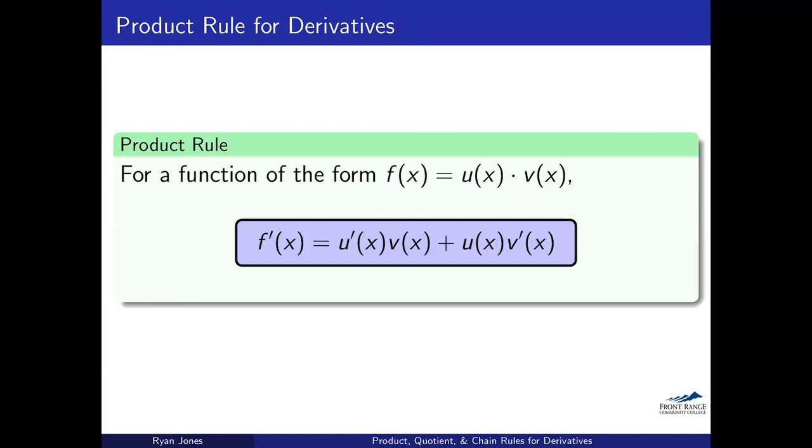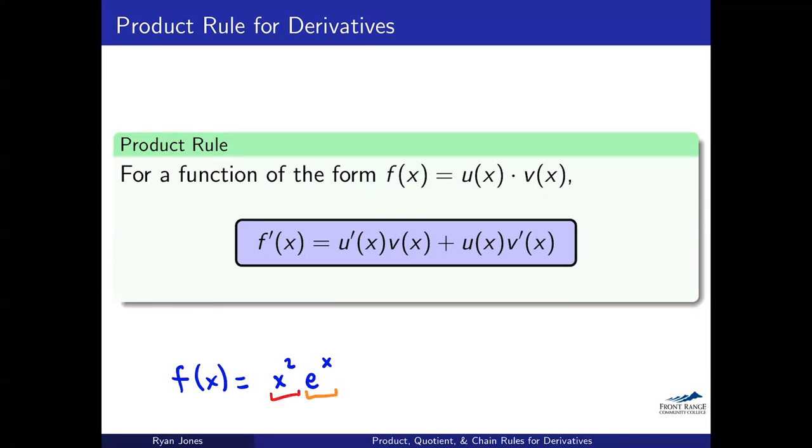So for example, I might have something like f of x is equal to x squared times e to the x. And if I see that, then I could say, hey, look, there's one part here, x squared, and there's a second part here, e to the x. So those are two individual functions, right? x squared itself is its own function, and e to the x is its own function.